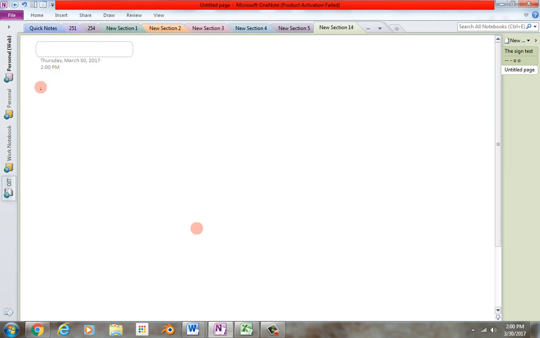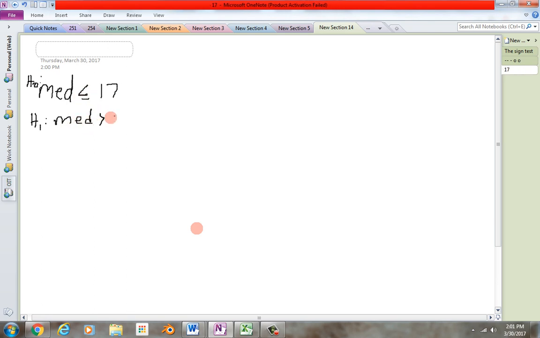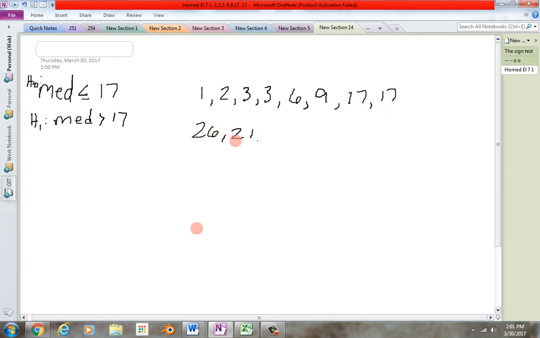Now, this next one I'm going to just go ahead and throw up here right now. Median equals 17. Median less than or equal to 17. Median greater than 17. There we go. And this time I'm going to write down a whole bunch of numbers. Because, well, that's the kind of guy I am. You need it to be in order in any way, shape, or form.